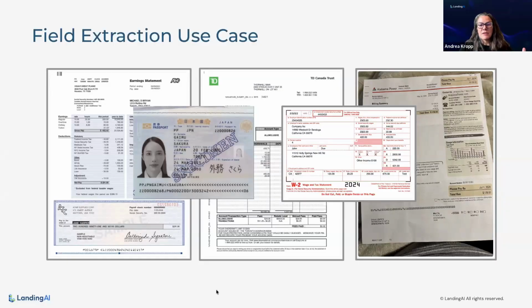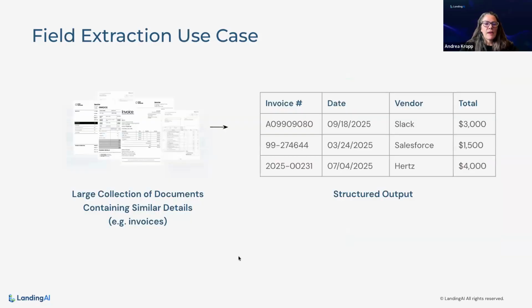So field extraction is very common, starting with scanned documents, digital native documents, and photographs of documents. I neglected to include a handwritten one here, but in applications for insurance and things like that, you get lots of handwritten. So lots of field extraction use cases. Typically, the goal with field extraction is you've got a variety of originals and you're trying to create some sort of structured output, typically saved in some sort of database.